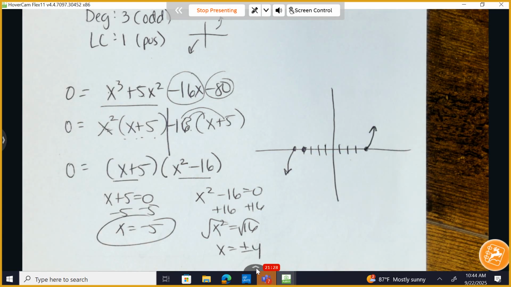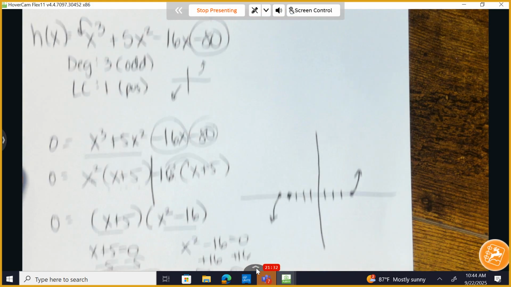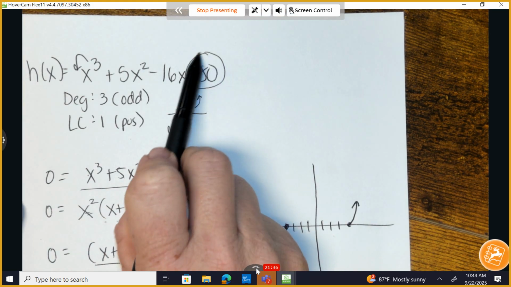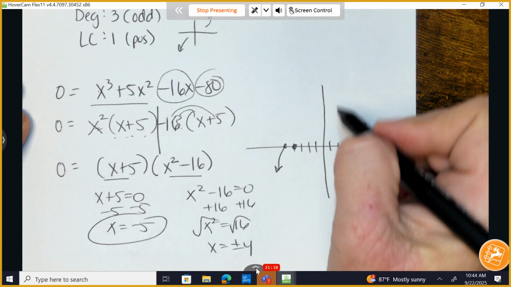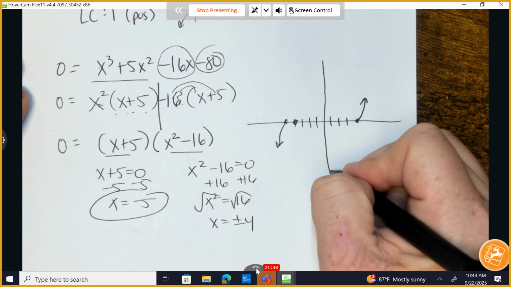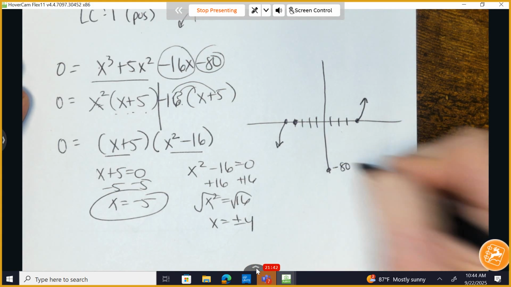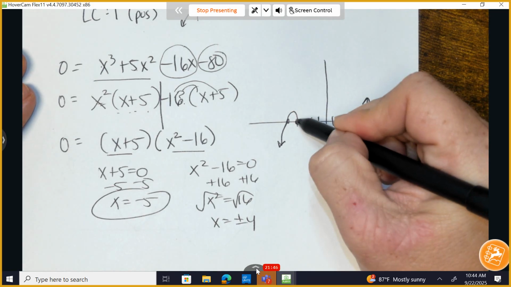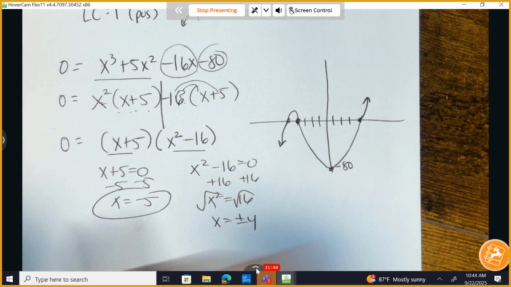Now here is what is different. The only extra thing you need to add in is they want you to identify the y-intercept. That's going to be the constant, the number that's by itself with no x. So I'm not going to go all the way down to negative 80. That's not realistic. So I'm just going to put negative 80. Okay, cuts through, problem is done.